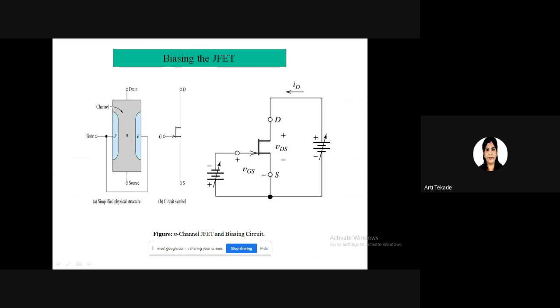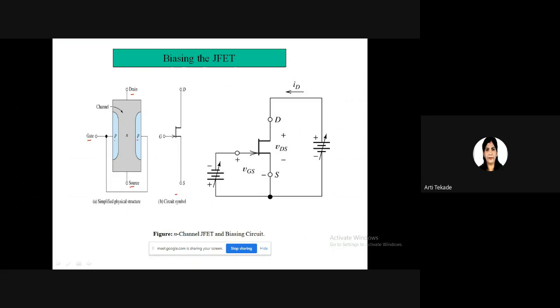So as you see the construction, for an N-channel JFET, we have taken one silicon bar of N-type semiconductor, and on either side we have diffused two P-type semiconductors. These P-type semiconductors are internally connected together, and a common terminal called the gate is derived from them. From this N-type silicon bar, we have taken out two terminals called source and drain. So a JFET essentially has three terminals: source, drain, and gate. This is the symbol of the N-channel JFET.